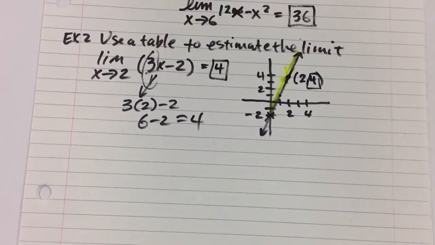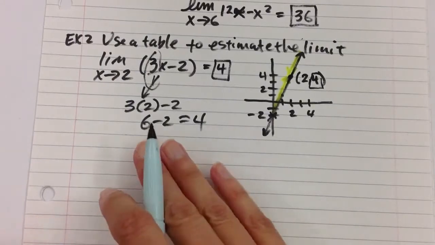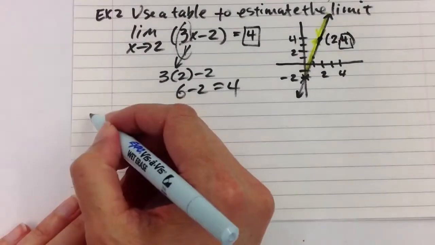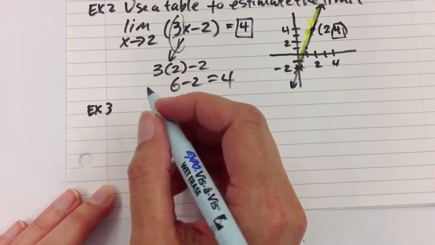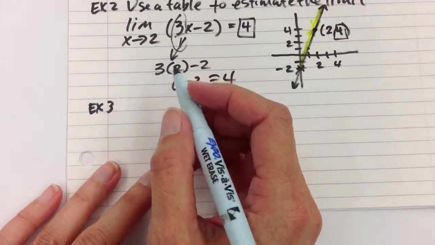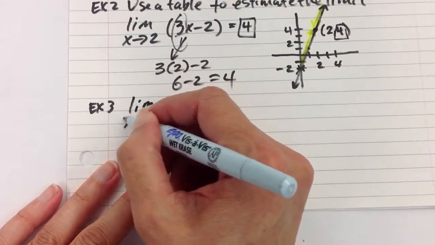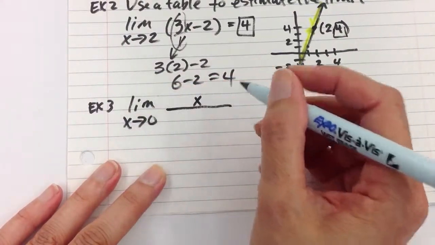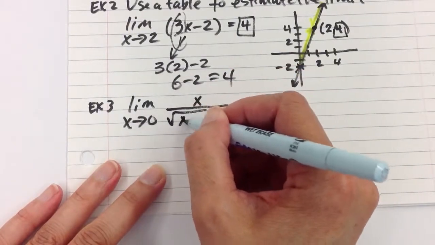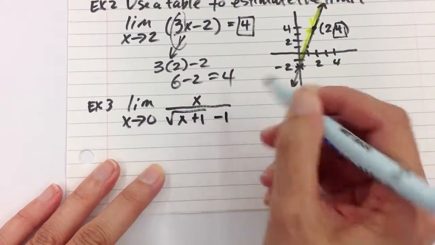Okay, the problem comes when you plug in a number and you don't get the limit. Okay, like example 3 here. So if we look at example 3, I have enough room here. Example 3, it says use a table to estimate numerically the limit, find the limit as x approaches 0 of x over the square root of x plus 1 minus 1.